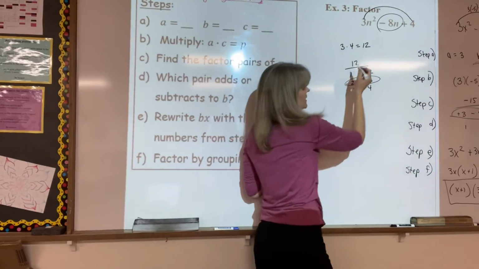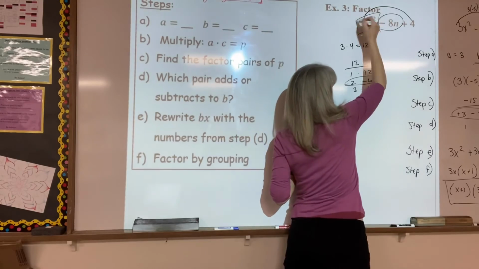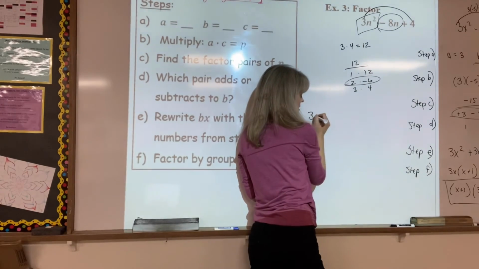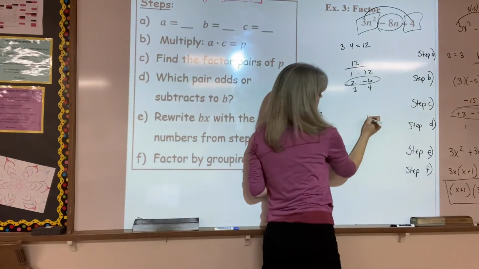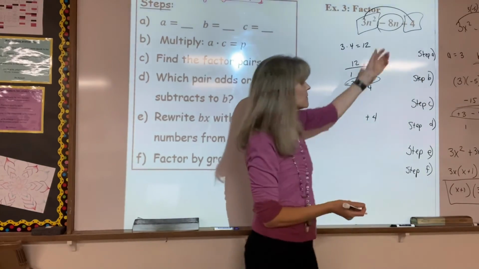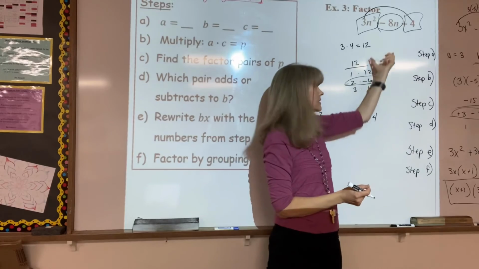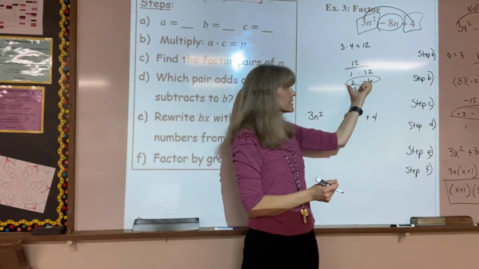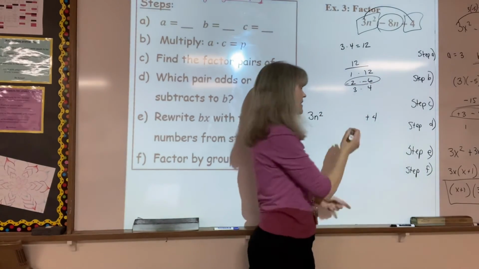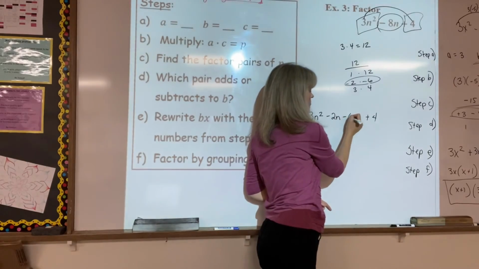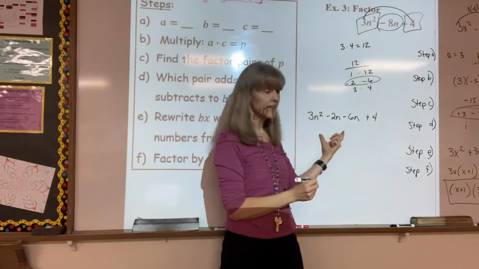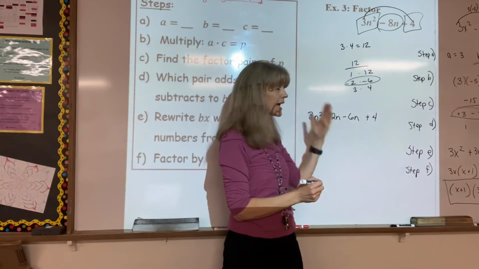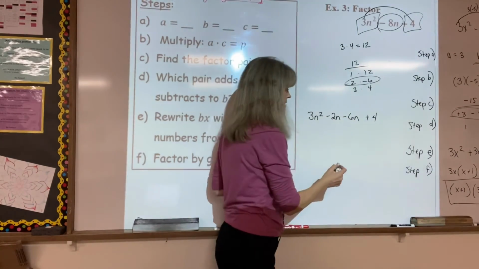So here's where it's tricky. I'm going to bring down the 3n squared. That doesn't change. I'm going to bring down the plus 4. That doesn't change. But in the middle, that minus 8n, I'm going to write it as minus 2n minus 6n. It's an awkward way of saying minus 8. It's negative 2 minus 6. But we have to do that to be able to solve these.